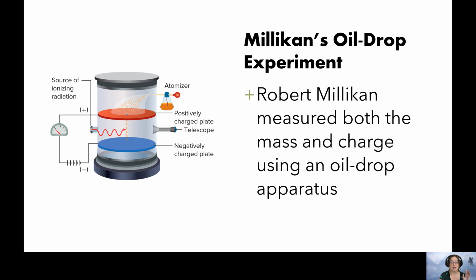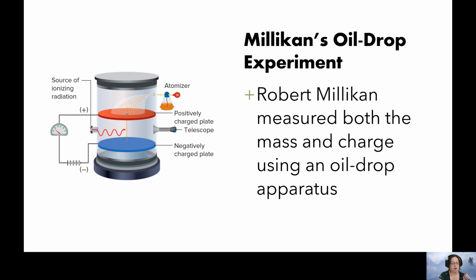Now, the next experiment, which helped us identify the mass and charge even better, was Robert Millikan's oil drop experiment. He measured both the mass and charge using an oil drop apparatus. And so basically, what he did was he took an atomizer, this little perfume looking thing, and he sprayed droplets that were just oil droplets. And they dripped through this positively charged plate one at a time. The hole was only big enough for one droplet.